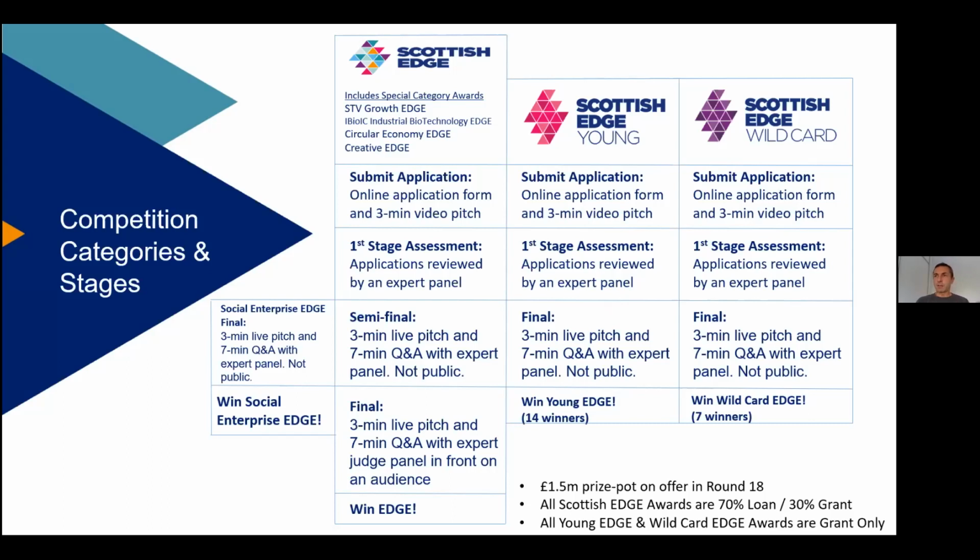Scottish Edge offers prizes up to £100,000. All the prizes within that, so that includes our special category awards, are split grant and loan. And for round 18, all our prizes will be split 70% loan, 30% grant. To enter into Scottish Edge, you must do your application form and your video. That's how you actually submit an application. What we're going to talk you through just now is the application form and the 3-minute video. So those are the 2 mandatory elements of it.